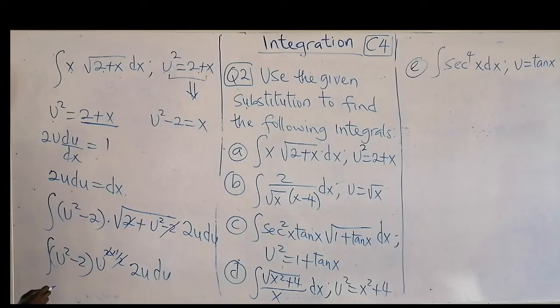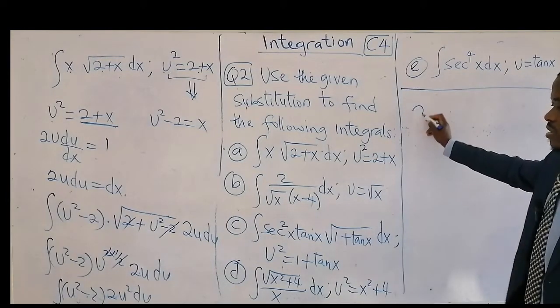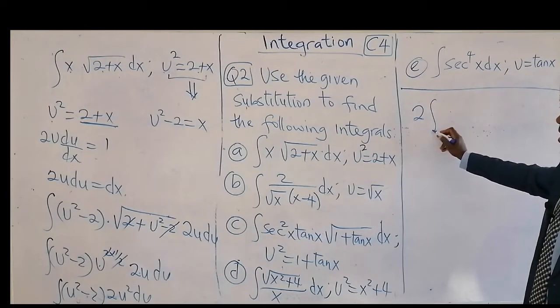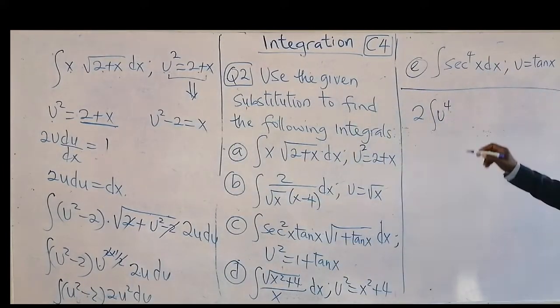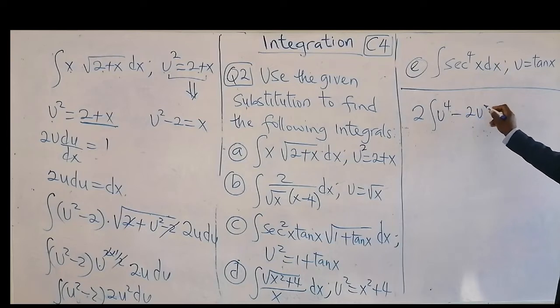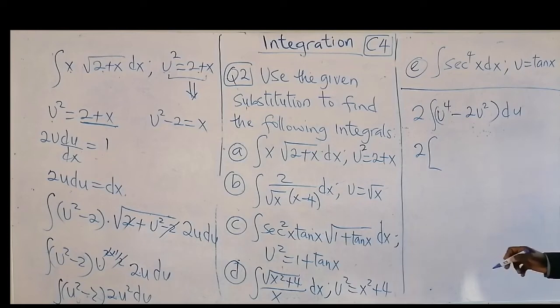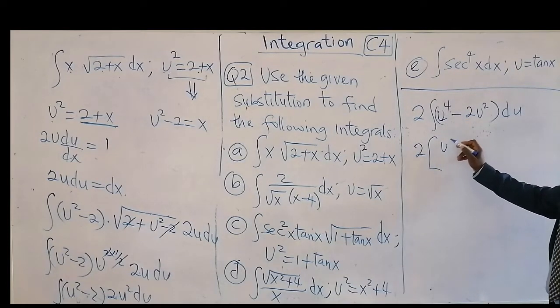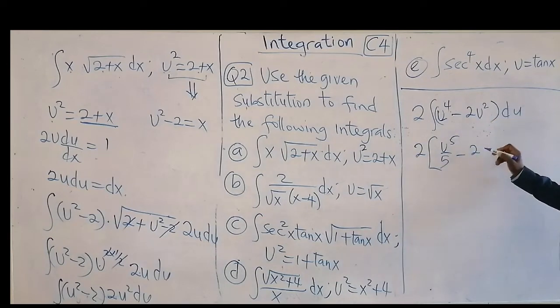So we have the integral of u squared minus 2 times 2u squared du. So we can take the 2 outside, and that's u squared times u squared, that's u to the power 4, minus 2u squared du. So that will be 2 times, if you integrate this one, that will be u to the power 5 over 5, then minus 2 times u to the power 3 over 3, then plus c.